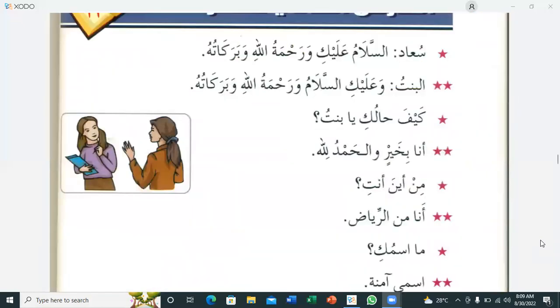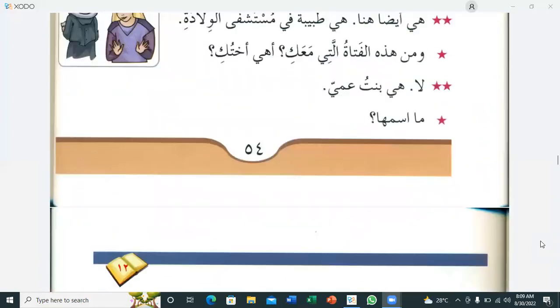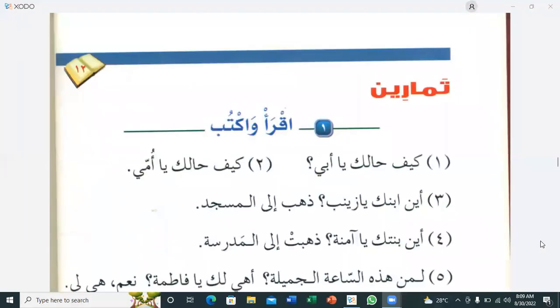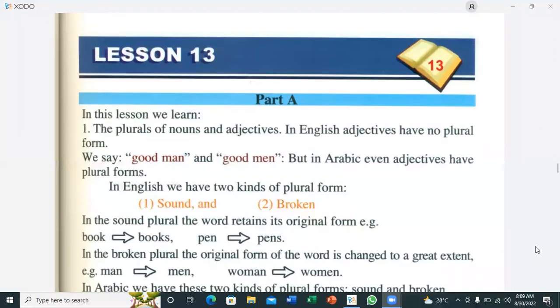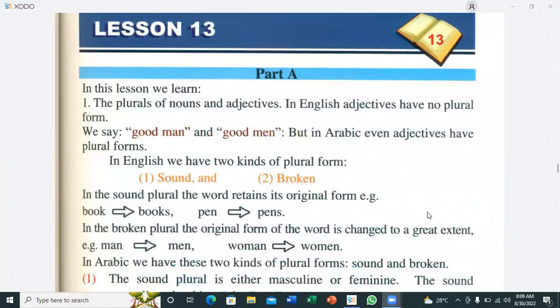Yes, so this is lesson 13. Ad-darsu th-thalithu ashara. In this lesson, we learn, number one, the plurals of nouns and adjectives.